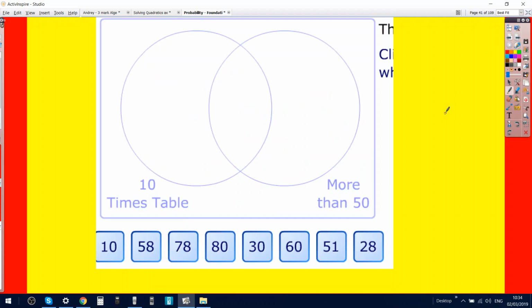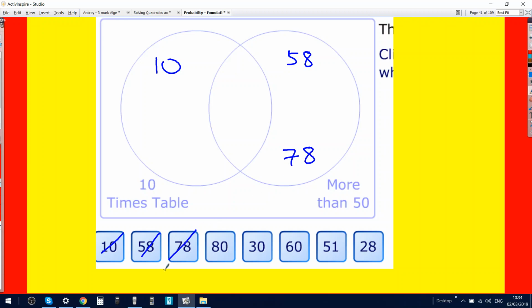Okay, slot these in. So, 10 times table. 10 would be in the numbers. 58 would be more than 50, and so would 78. 80 would be in the middle. 30 would be in the 10 times tables. 60 would be in the middle. And 51 and 20, and 51 would be more than 50. And 28 would be outside the circles.